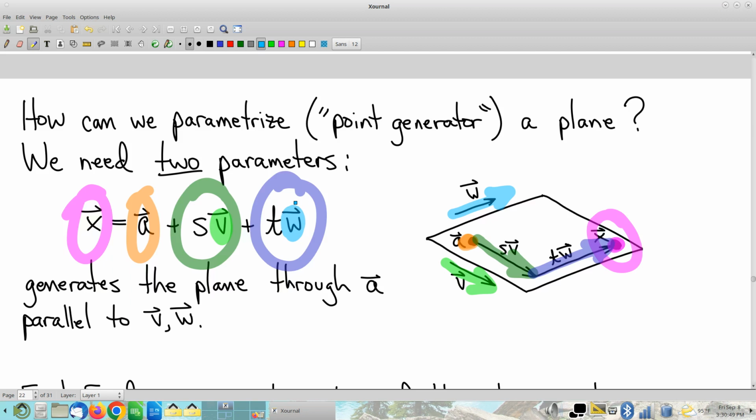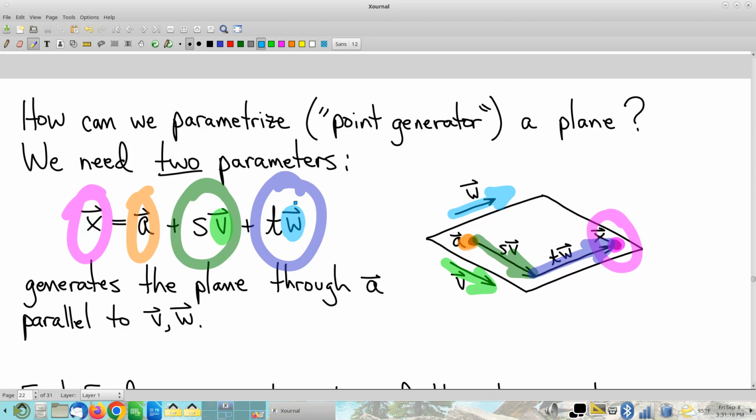I might need, instead of going this way, what if my point was over here? I might need T to be negative. Or if my point was over here, I might need S to be negative, right? But that said, whatever purple point I need to get to, starting from A, some S and some T ought to do it. So this is a parameterization.